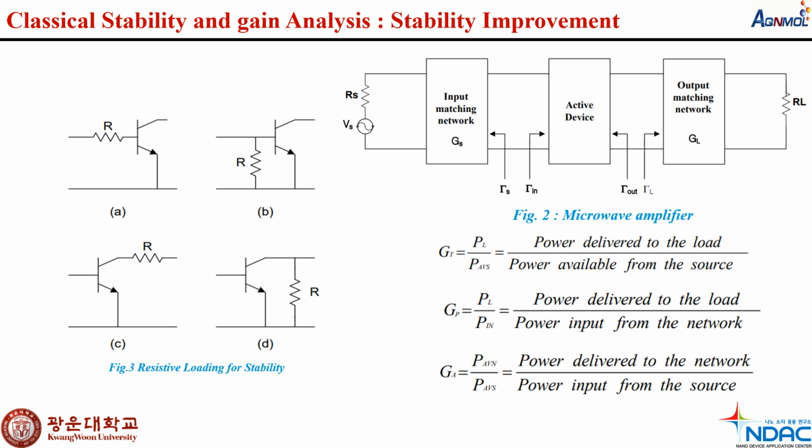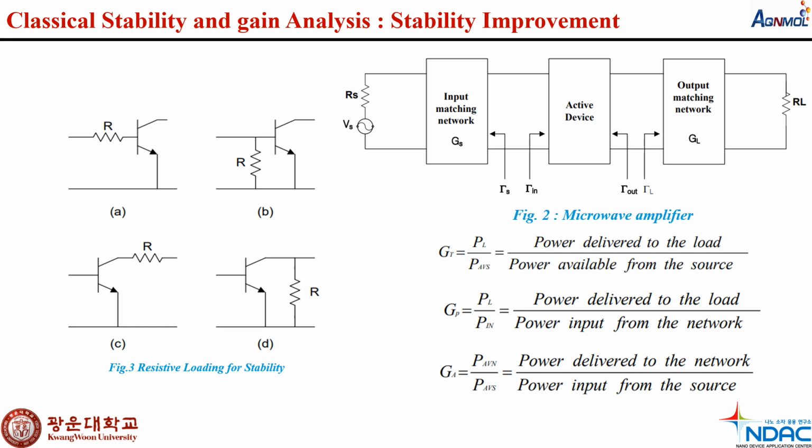Furthermore, the negative feedback. What about negative feedback? Most amplifiers use negative feedback, which improves the stability compared to positive feedback. Now for power gain, there are some equations, which we can call the power gain equations. These equations define three key gain formulas used in microwave amplifier design, for example, transducer power gain, called GT, power gain GP, or operating power gain.